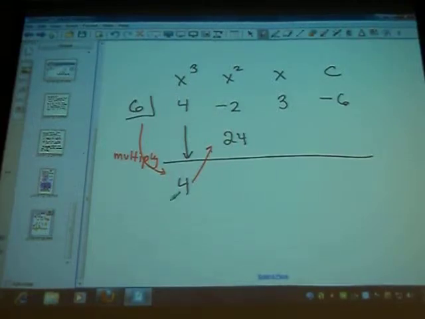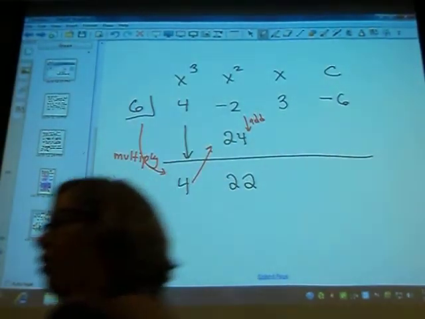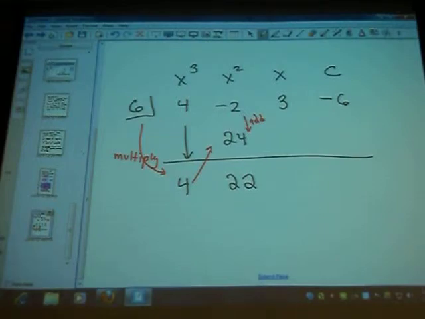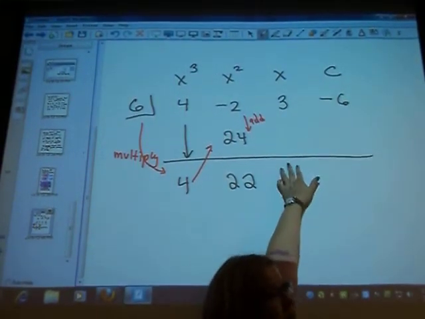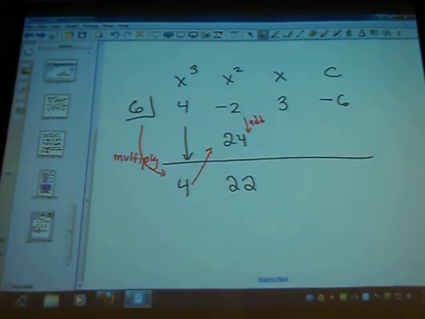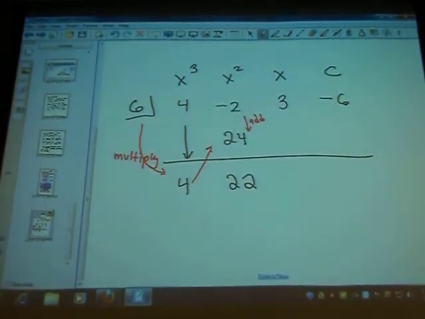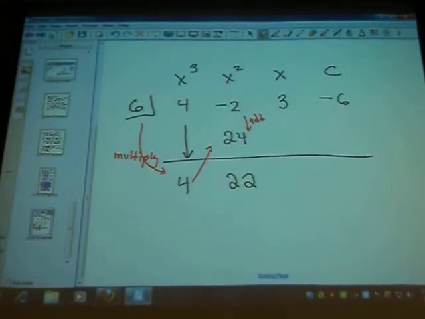Then you want to add downward. So -2 plus 24 is 22. Then you repeat that process all the way across. You multiply 6 times 22, put that in your next column, and then add downward. What is 6 times 22? 132.